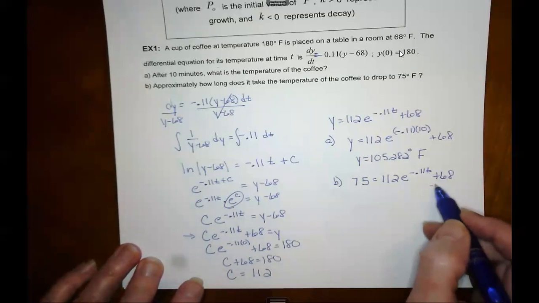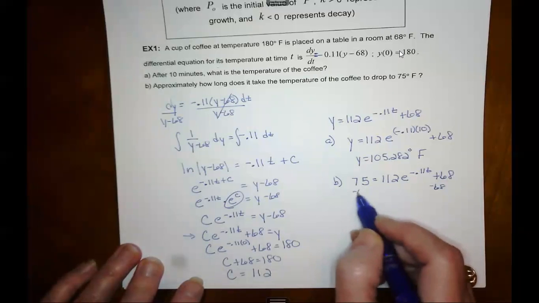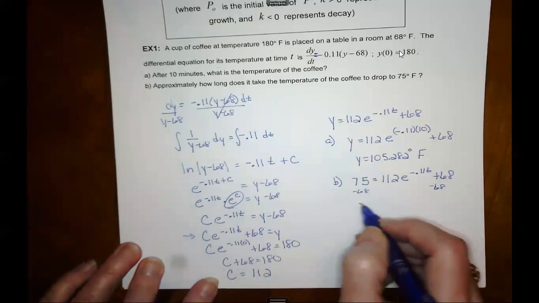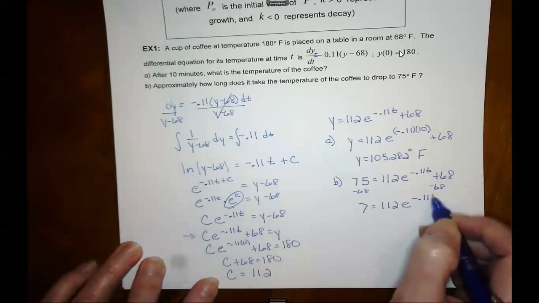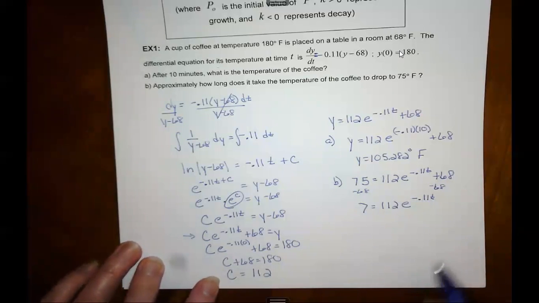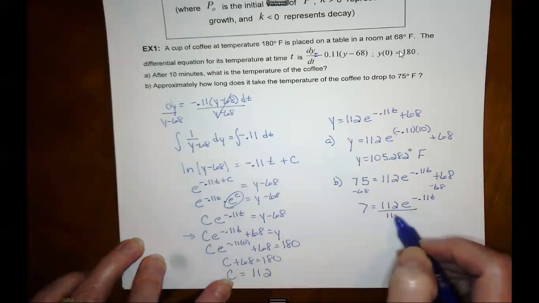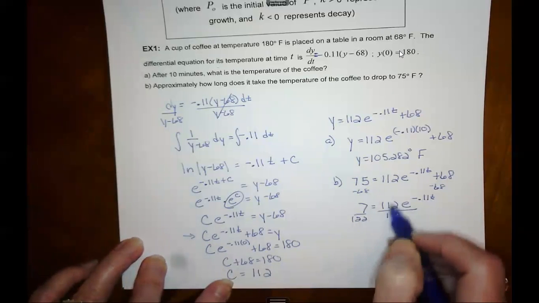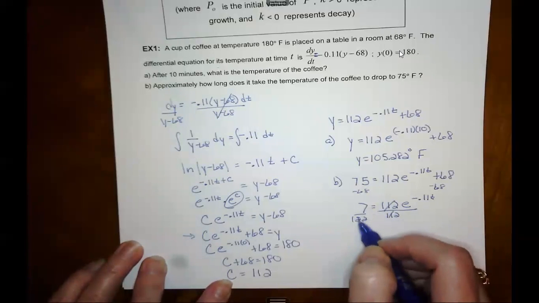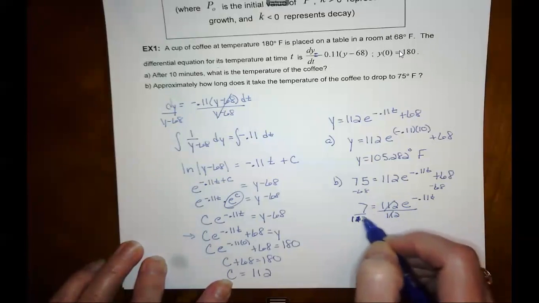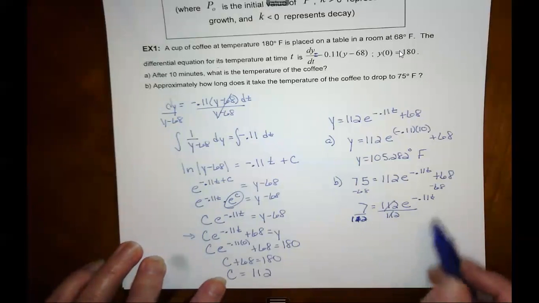So first thing we're going to do is still just subtract the 68. So we have 7 equals 112 e to the negative 0.11 t. Sorry about my dogs. All right, then we're going to divide by 112, because remember, our goal is to try to get that t by itself as much as we can. Oh, that's a 112, not 122. Okay, so now we've done everything we can to isolate this term right here, but I'm stuck.